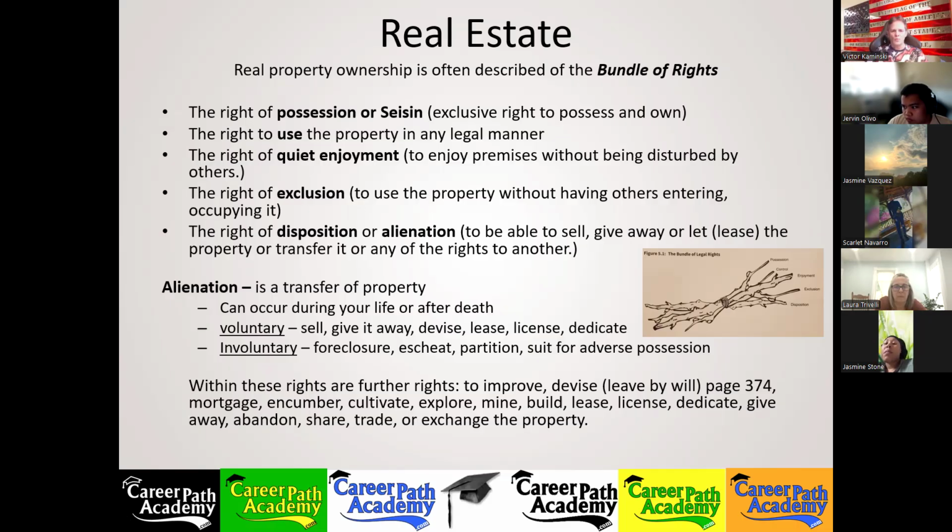All right, now within these rights are further rights to improve, devise, that means to leave it by will, mortgage, encumber, cultivate, explore, mine, build, lease, license, dedicate, give away, abandon, share, trade, or exchange the property. So we've got some stuff we're going to go over.